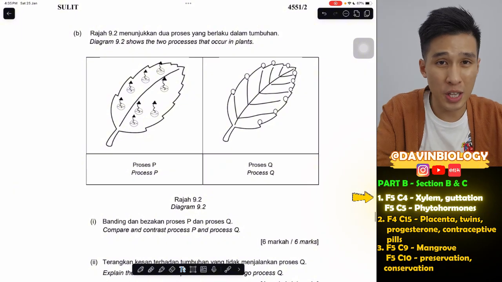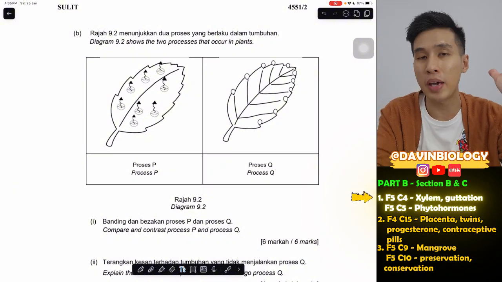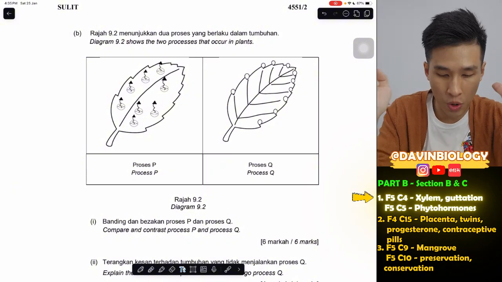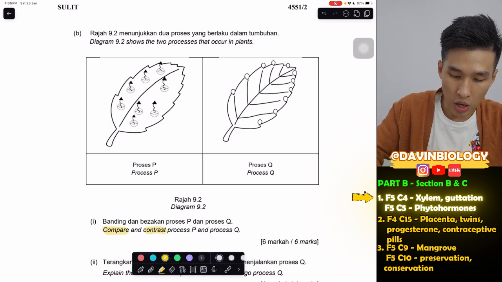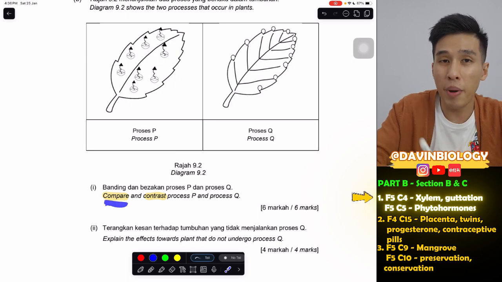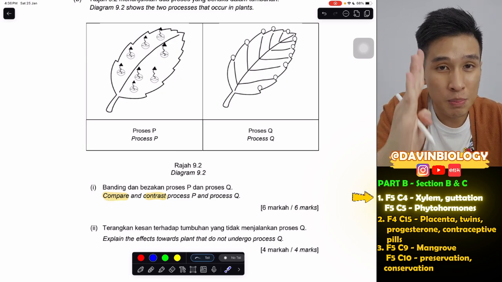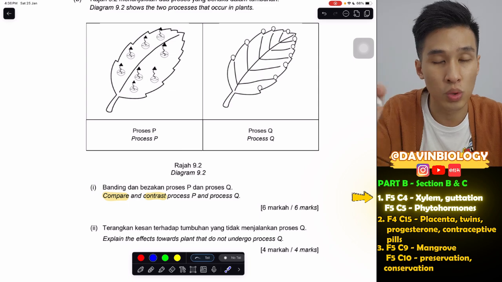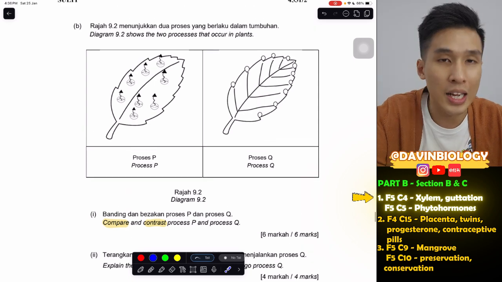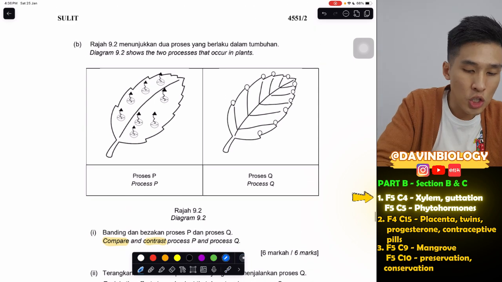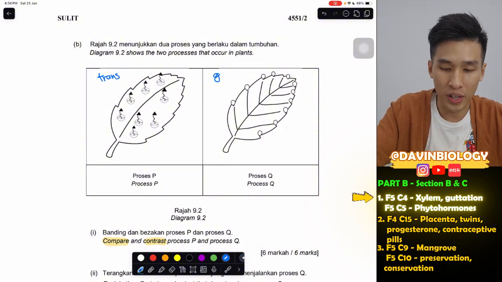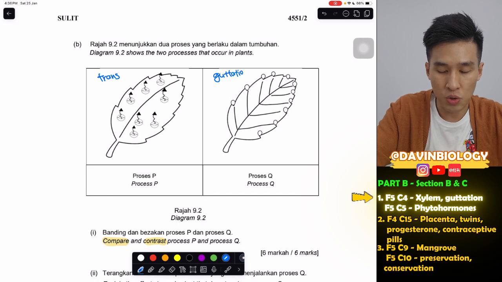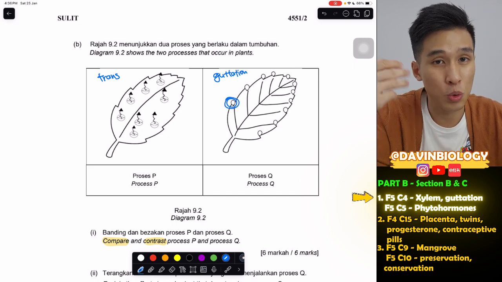Comparison. In essay questions, you have to expect at least 1 or 2 comparison questions. So the question here asks us to compare and contrast. Even if you just write compare, understand that compare means similarities and differences. Please do not forget. So the 2 processes they are asking us to compare are transpiration, coming out from the stoma, and of course guttation, the water droplets released from the sides, from the hydathodes of the leaf.